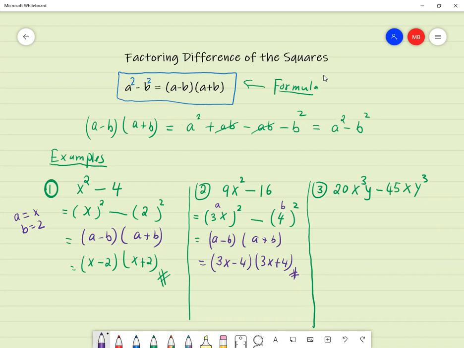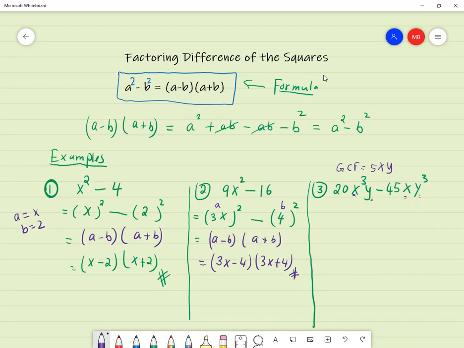So the problem here is there is a greatest common factor. In this problem, from 20 and 45, the greatest common factor is 5. Then look at the x. You got x^3 and x. Your greatest common factor will be x. And then you look at the y's, y and y^3. The greatest common factor is y. So actually 5xy is the greatest common factor of this problem here.